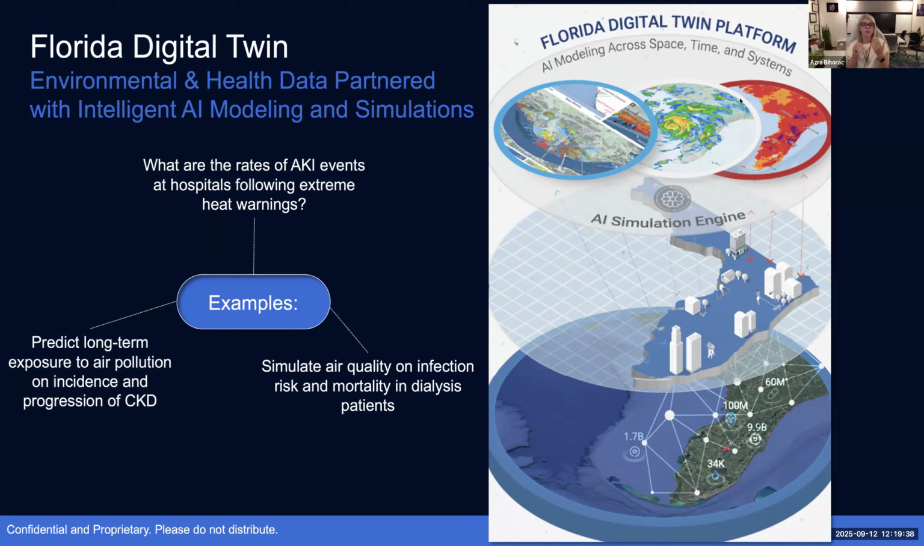As an example, we can look at what the rates of AKI events at hospitals are following extreme heat waves, or predict long-term exposure to air pollution on incidence and progression of CKD, or look at how air quality affects infection rates in dialysis patients in certain neighborhoods, and really start connecting this environmental knowledge and resilience of our environment, whether it's a natural environment, a built environment, or our socioeconomic environment, to our health.